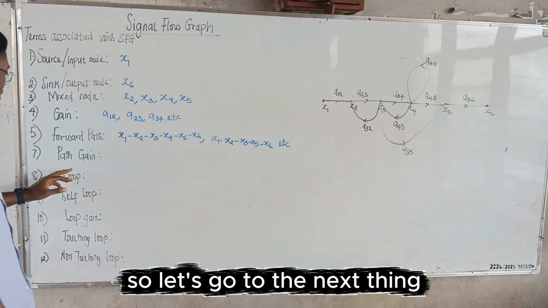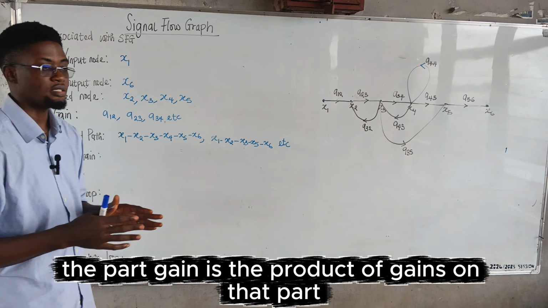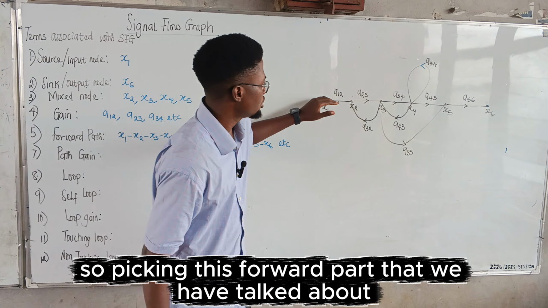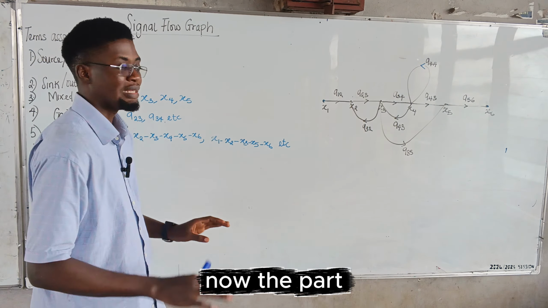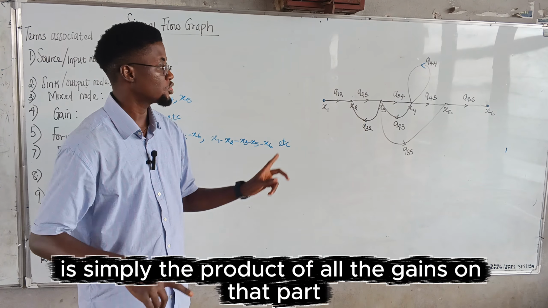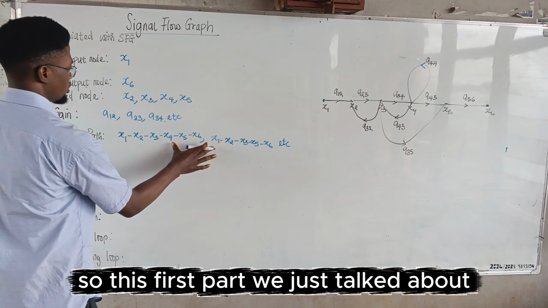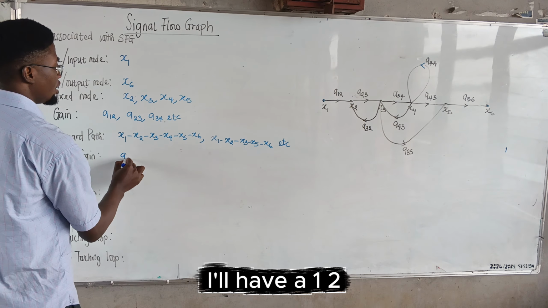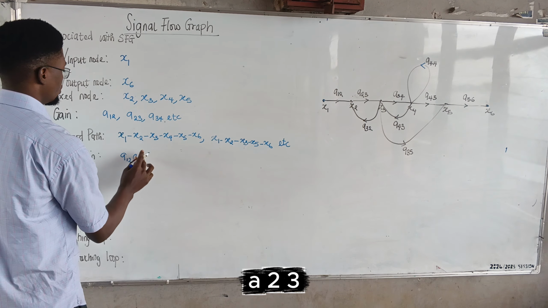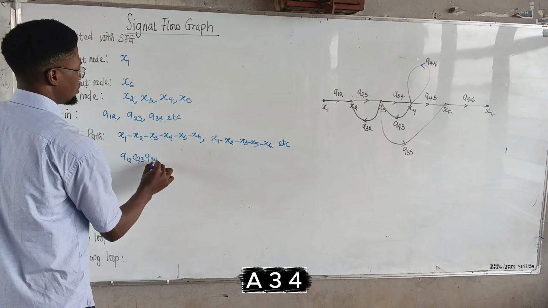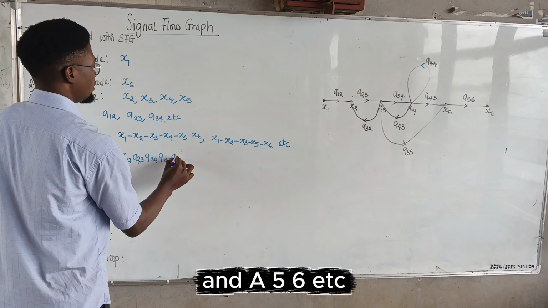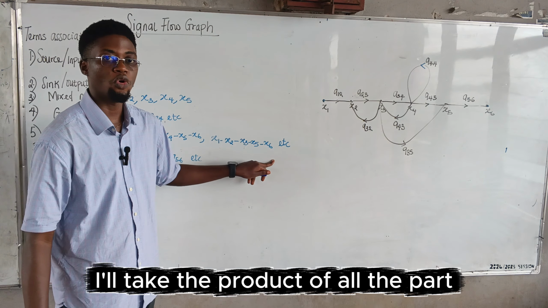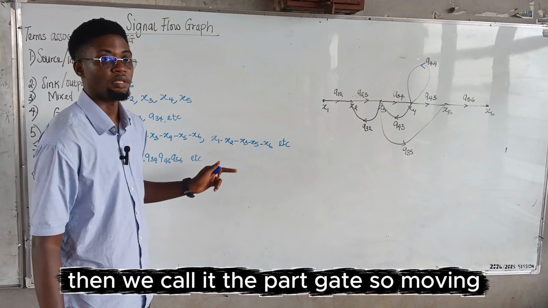So let's go to the next term, path gain. The path gain is the product of gains on that path. So picking this forward path that we have talked about now, the path gain is simply the product of all the gains on that path. So this first path we just talked about, x1 to x6, if I take the product of all the gains, I will have a12, a23, a34, a45, and a56, etc. Same thing applies here. I will take the product of all the gains. Then we call it the path gain.